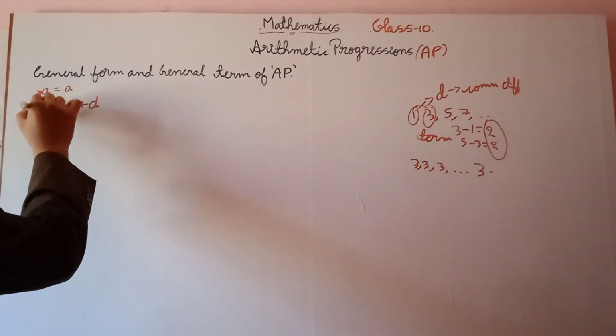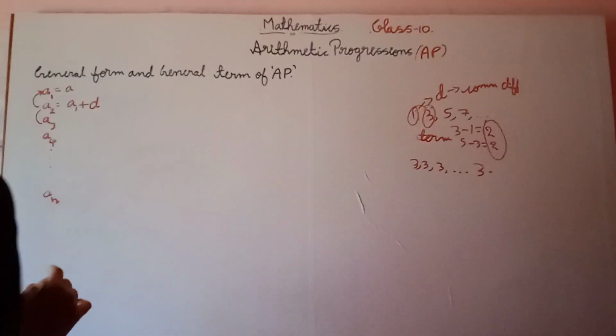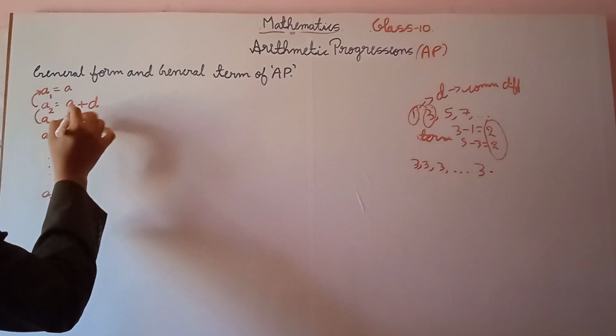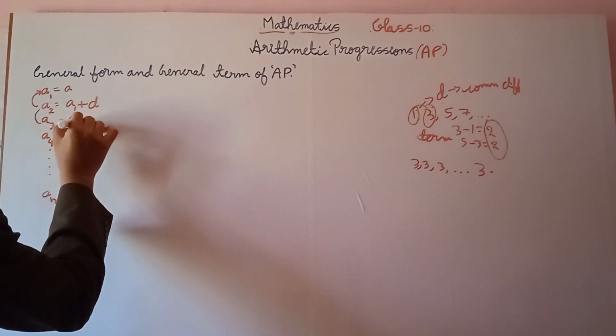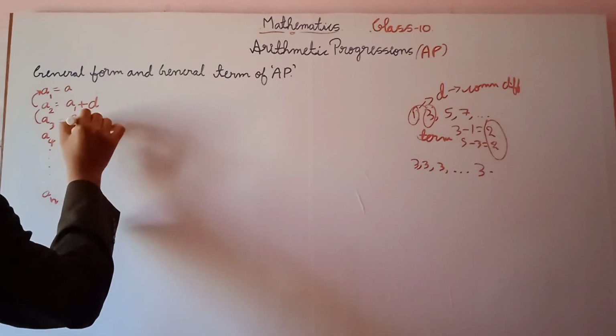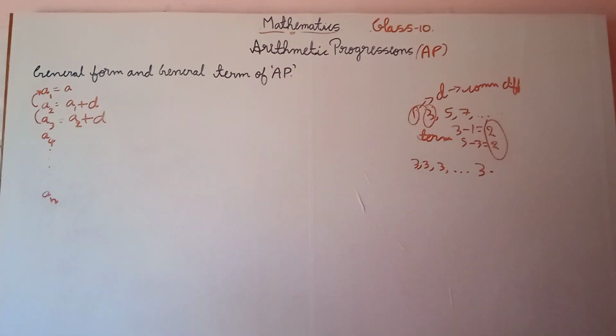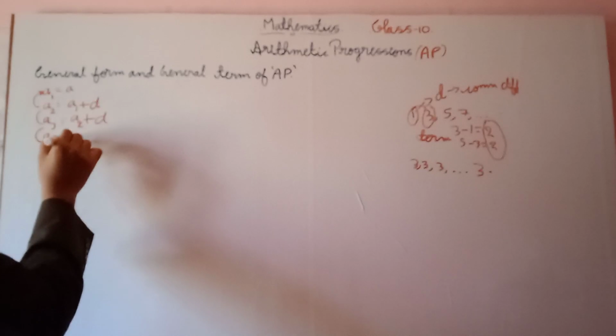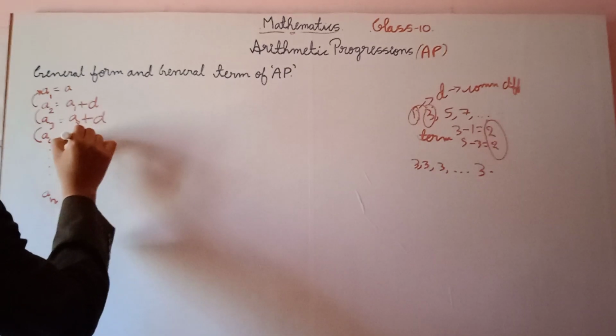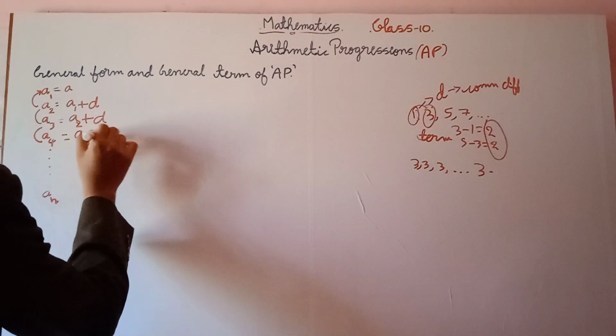To get A3, that is the third term of the arithmetic progression, we need to add the second term plus the common difference. To get the fourth term, we need to add the third term of the arithmetic progression to the common difference.